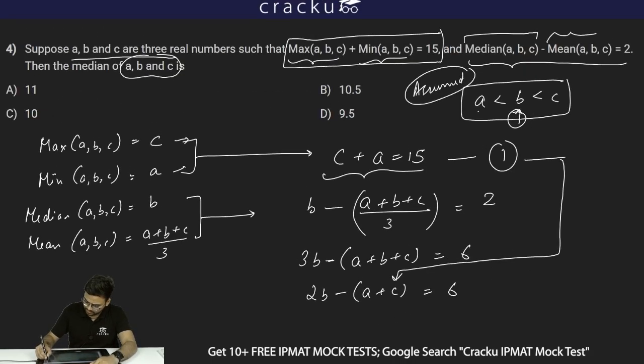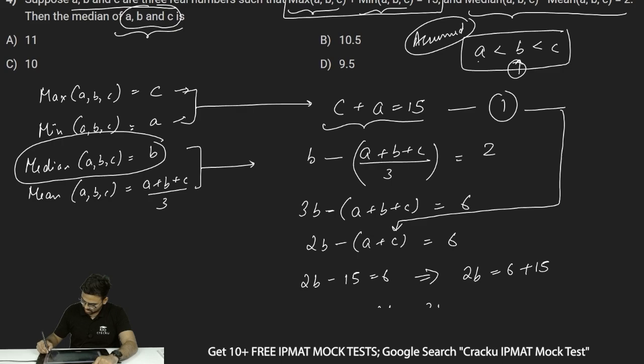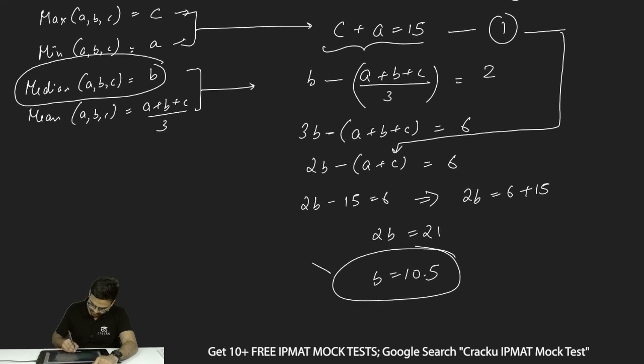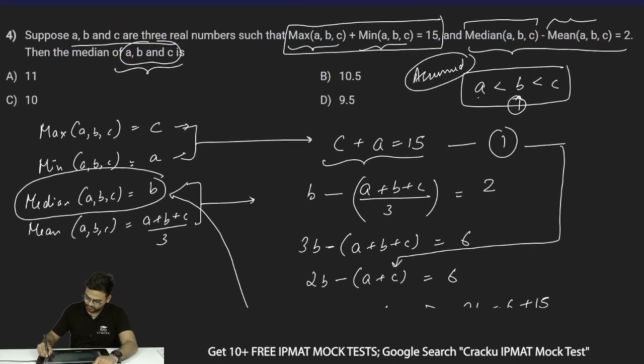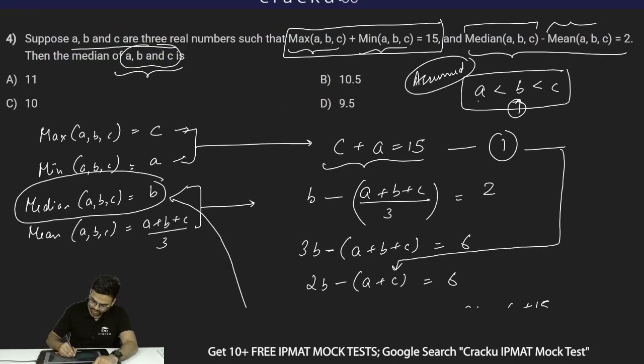Now if we look at what is being asked, it is asking for the median of A, B, C. And what is the median of A, B, C? Median of A, B, C is equal to B, which is further equal to 10.5. So median of A, B, C is equal to 10.5, and therefore option B, 10.5 will be the correct answer.